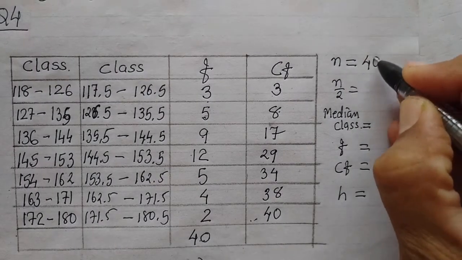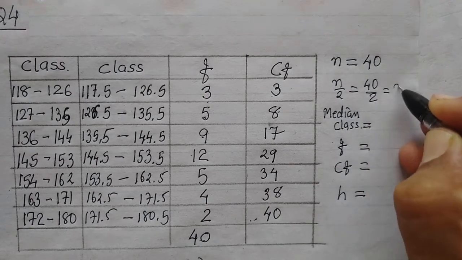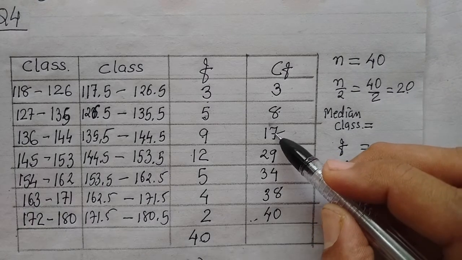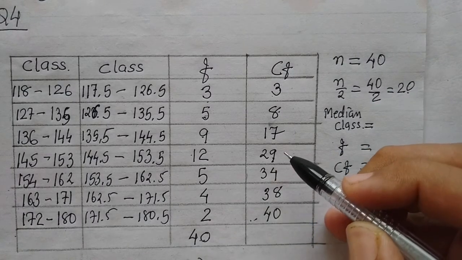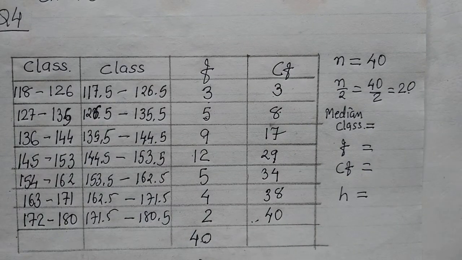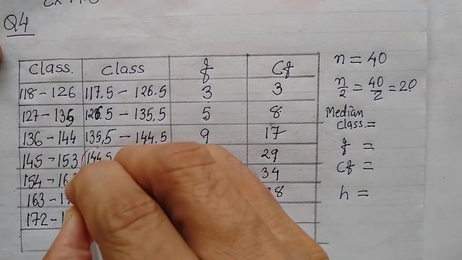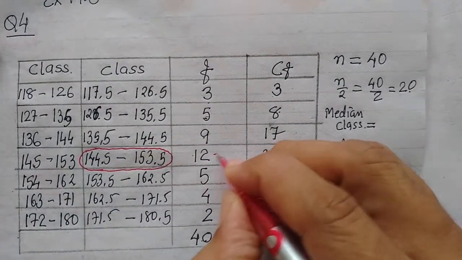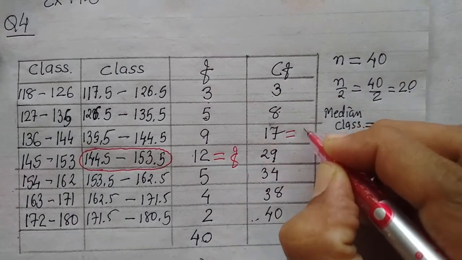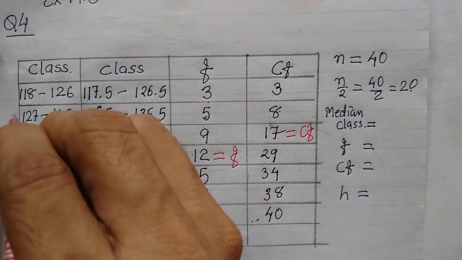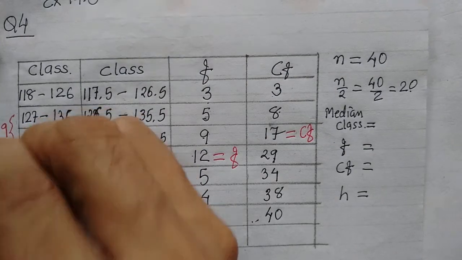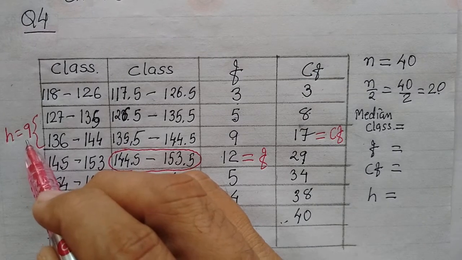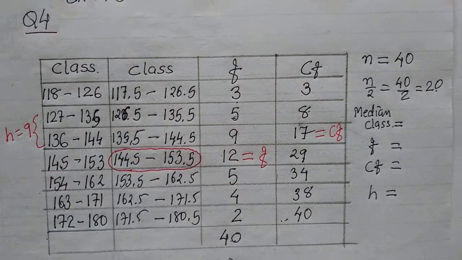Now n is given as 40. 40 by 2 is 20. Now 20 comes after 17 here, so our median class is this one. This is our f, this is our CF. And this class width h equals 9. Generally we get a round figure like 10 or 15, but here it is given as 9.